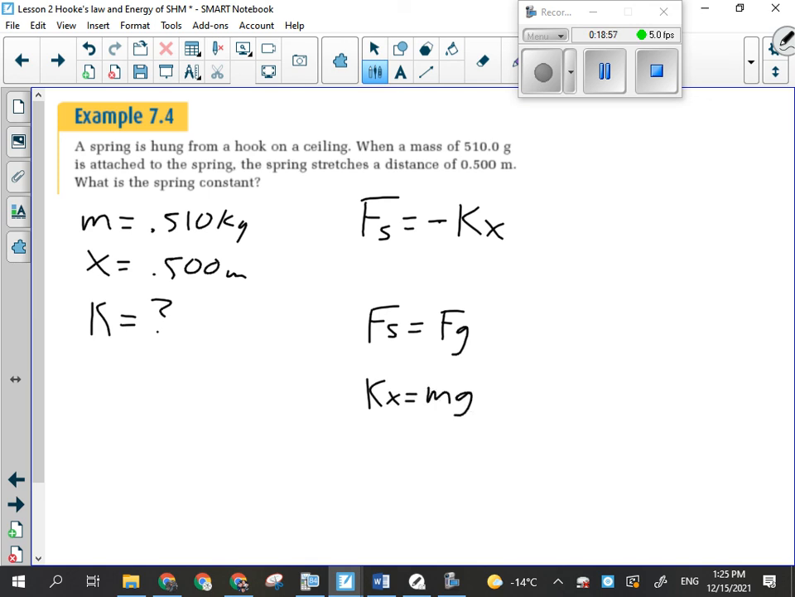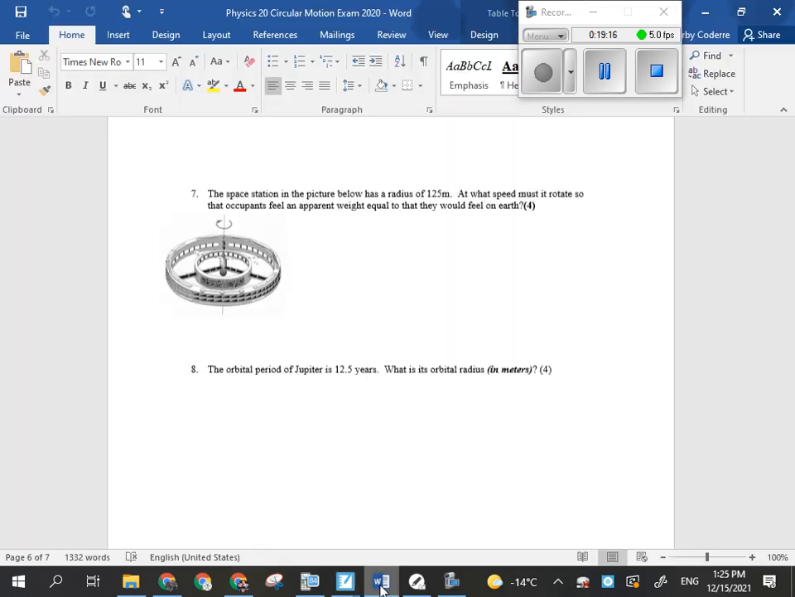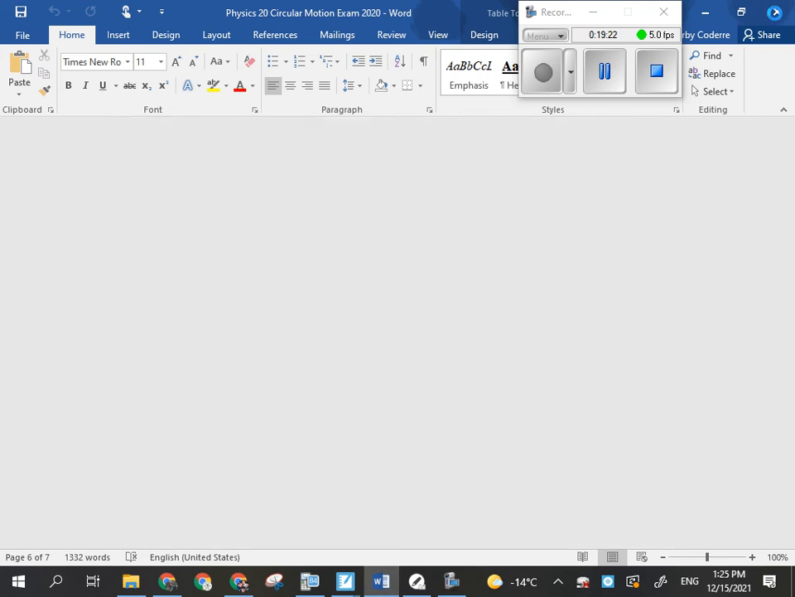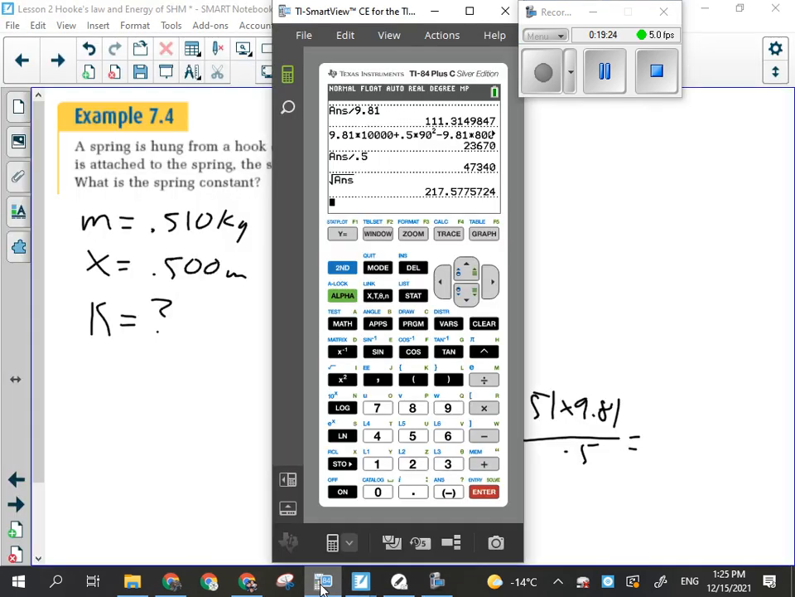Well, now I can do this. I know what M is, I know what G is, and I know what X is. Now I can solve for the spring constant. Okay, so I divide both sides by X, and I would have 0.51 times 9.81 divided by 1/2. So 0.51 times 9.81 divided by 0.5. All right, so this has got a spring constant of 10 newtons per meter.